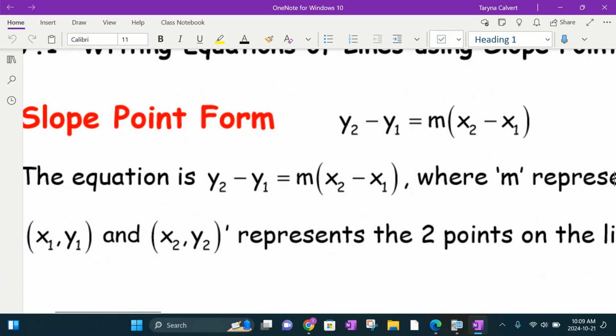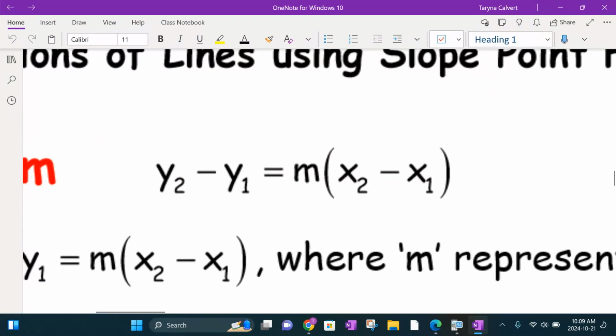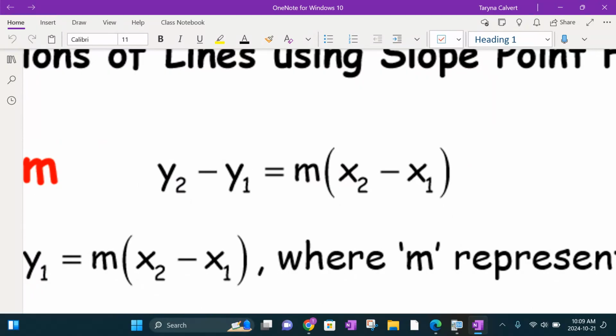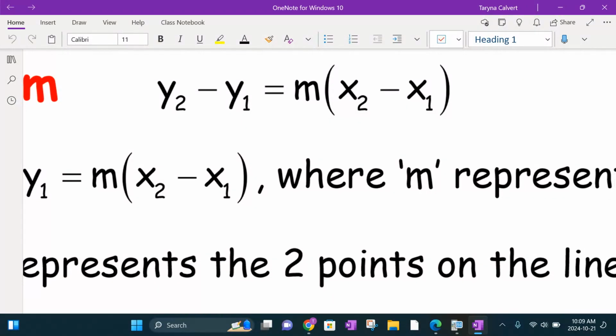This little guy right here is what we call slope point form. Does it look familiar, guys? Guess what that is? The slope formula. Do you all see that that's just the slope formula? All they did was rearrange it, because normally it's the difference of the y's over the difference of the x's equals m, which is the slope. So all they did was take the difference of the x's that were on the bottom and multiply it across.